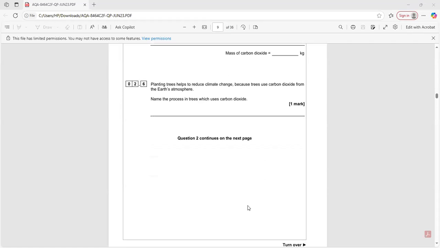Okay, so we move on. The next question has to do with planting trees. It says planting trees helps reduce climate change, because trees use up carbon dioxide from the Earth's atmosphere through photosynthesis, clearly. It now says, name the process. Oh, really? So I guess I've answered the question: photosynthesis.